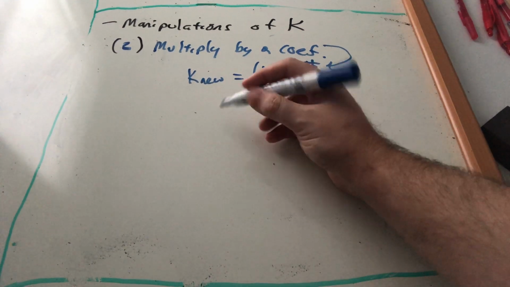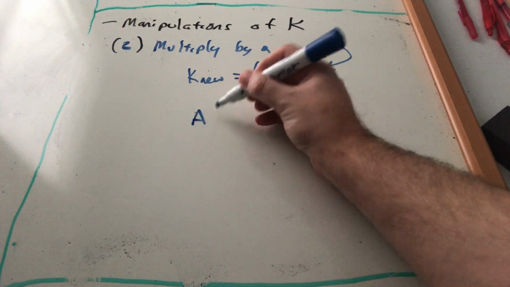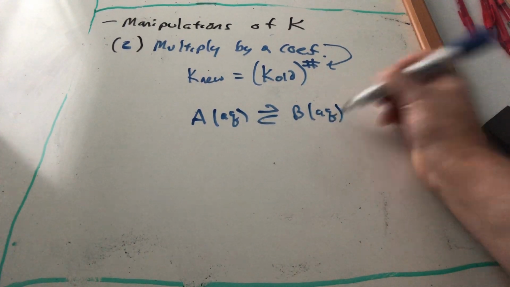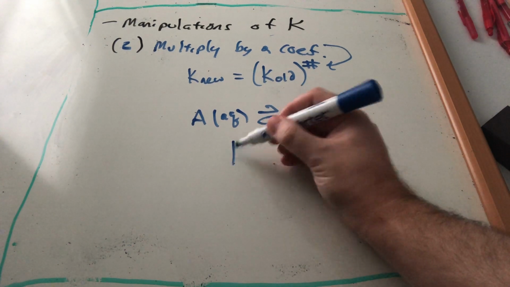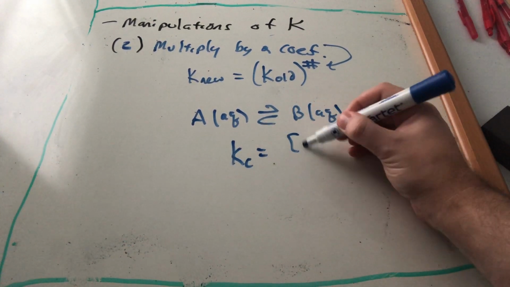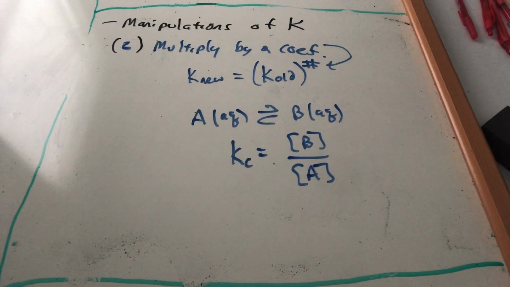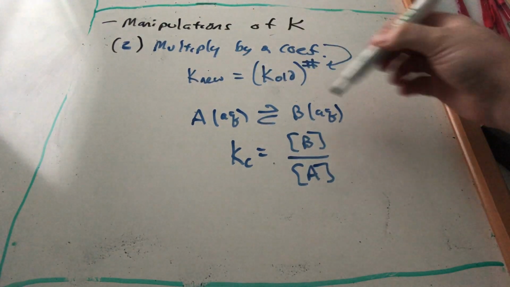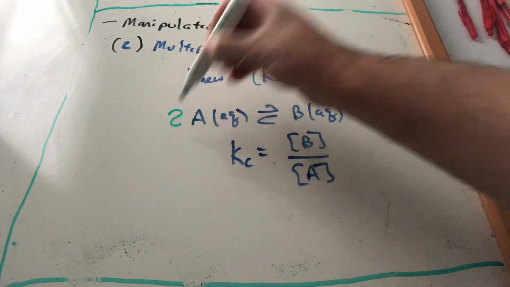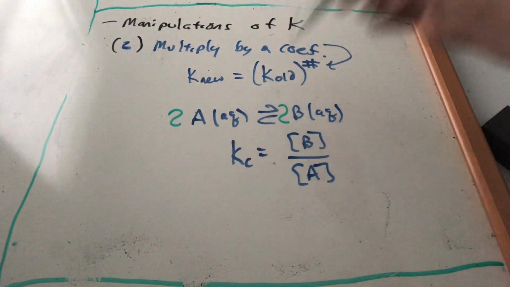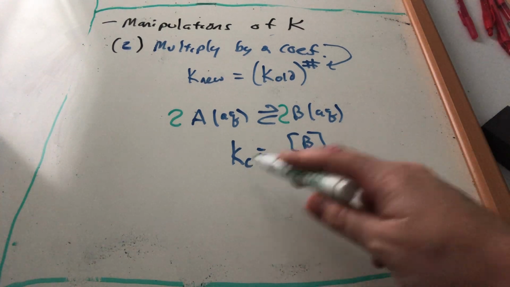So a quick little rundown. Let's say we had a real simple situation. A aqueous going to B aqueous, okay? So if I write my K for this, it's going to be a Kc. I'm going to have concentration of B on the top, concentration of A on the bottom, both raised to the first power. So this is like my old K. So what happens here if, in my manipulations, there's some physical reason that I want to write this as 2A going to 2B? Well, here's my old one. I multiplied by a coefficient. So what happens to my K now?